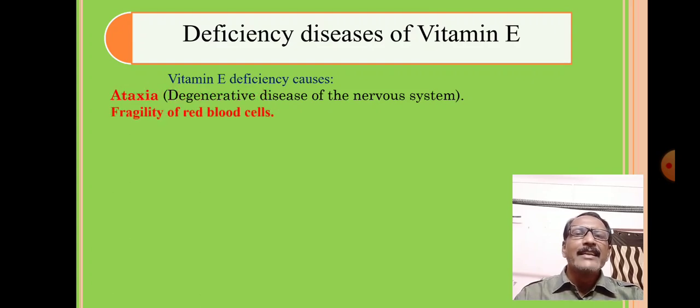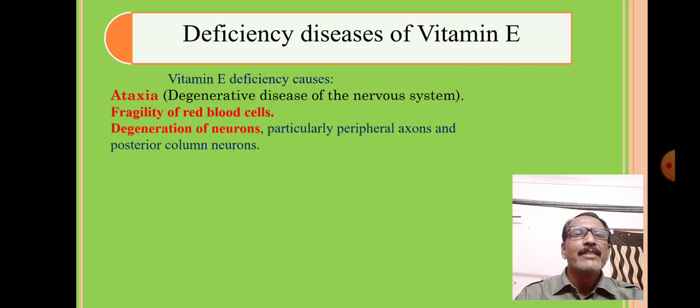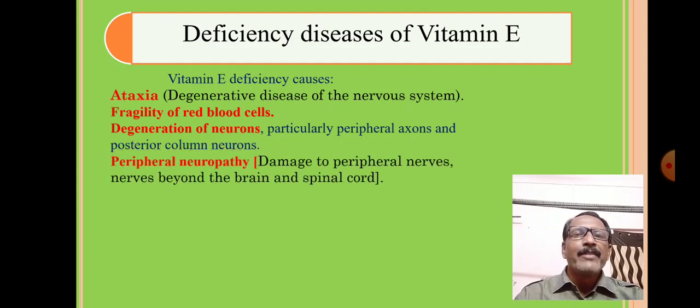Secondly, fragility of red blood cells. Fragility of red blood cells is caused by the deficiency of vitamin E. Degeneration of neurons, particularly peripheral axons and posterior column neurons. Peripheral neuropathy, damage to peripheral nerves beyond the brain and spinal cord.